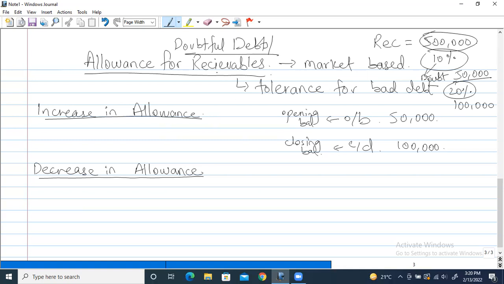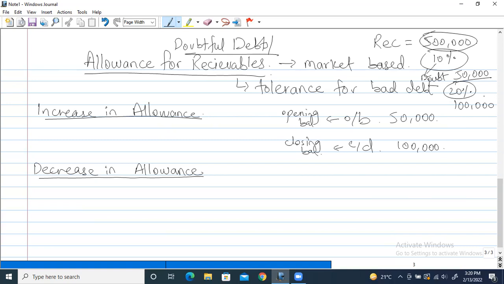Doubtful debts basically means we have not actually brought it into bad debts. We have not made the entry of debit bad debt, credit receivable. We are just doubtful that they may pay, they may not pay. There is very much uncertainty in this. And obviously, if it's a market based figure and an industry based figure, there is very much uncertainty.